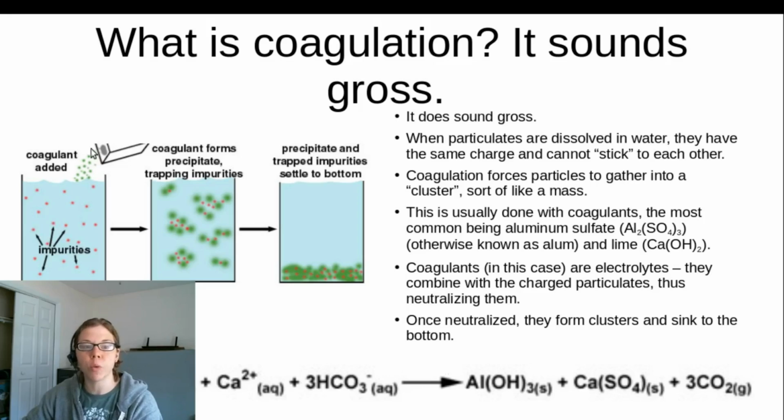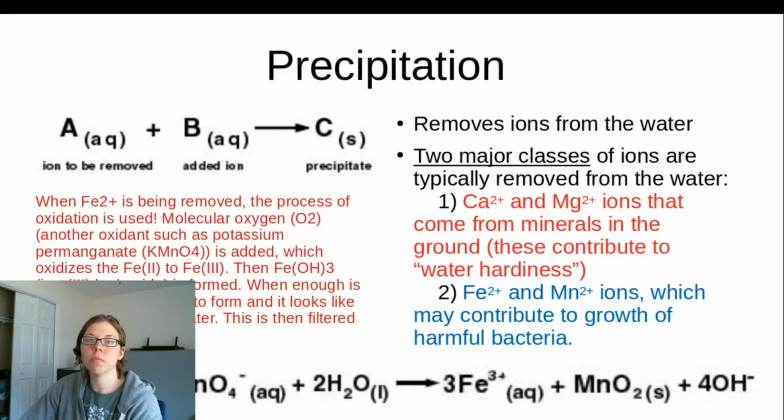You can see a visual representation of it right here in this chart. The coagulant is added, those red dots are the impurities, and the green stuff is the precipitate that starts to form into a mass. As it's falling, it starts collecting those impurities, those red dots, and you can see it falling to the bottom, and the top is just filtered off.